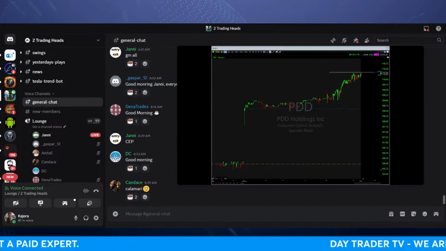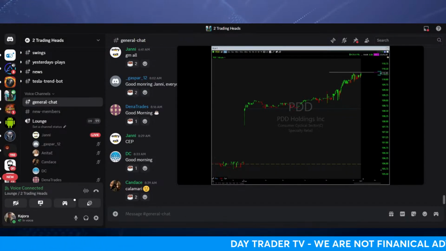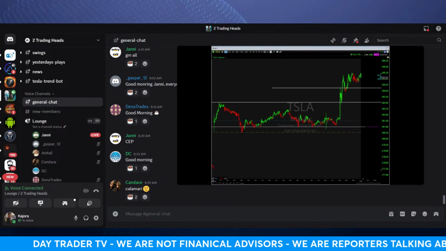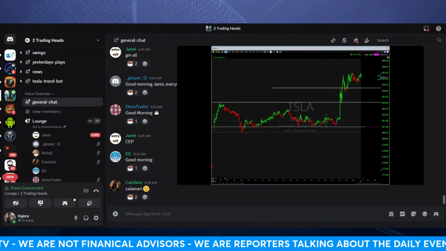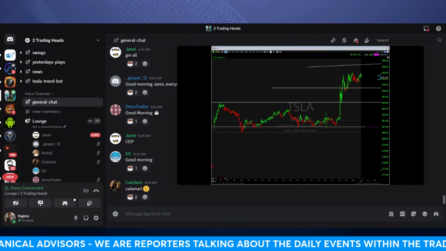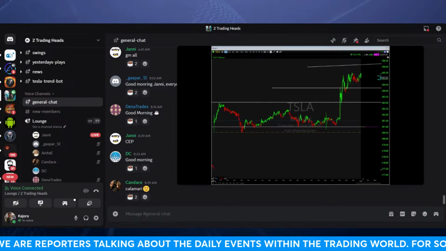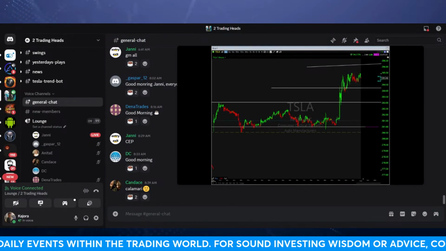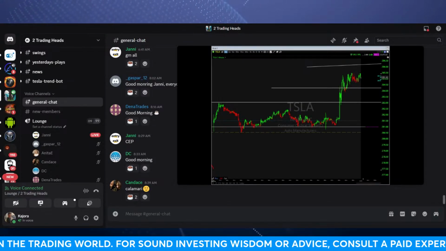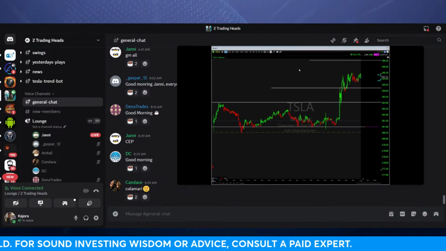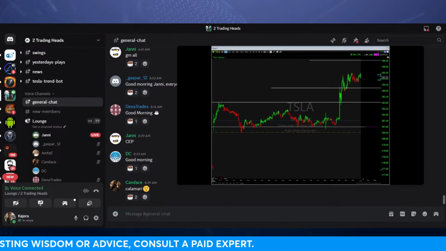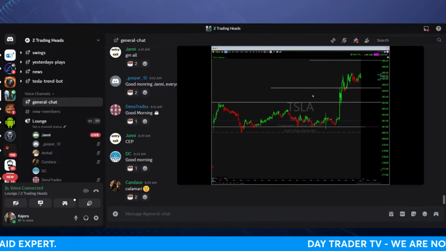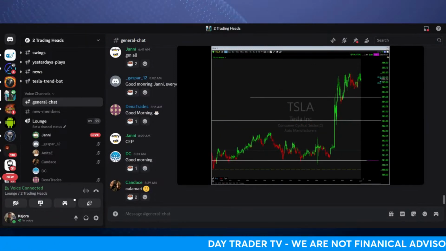We didn't talk about Tesla, did we? Tesla broke over resistance. My next resistance on it would be, come on, Tesla. There you are. That's your next resistance up here at 286.50. Don't let it break under your support line. You break on the support, it's gonna pull on you, all right?